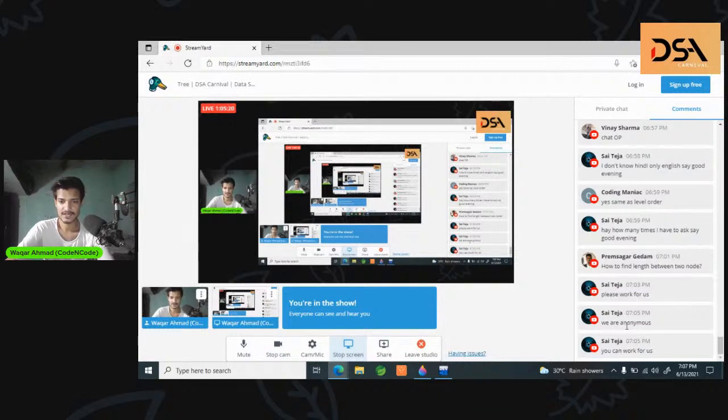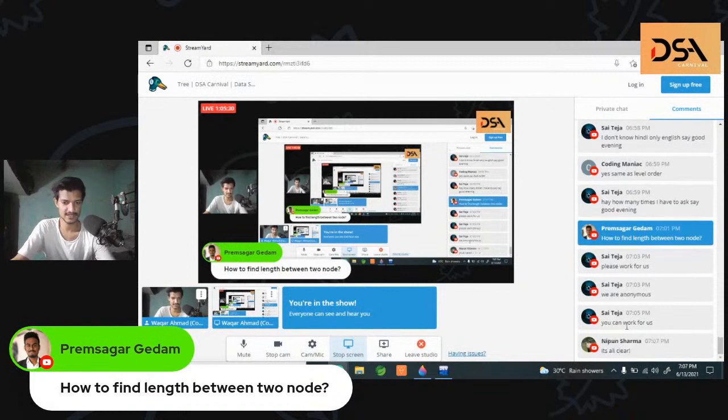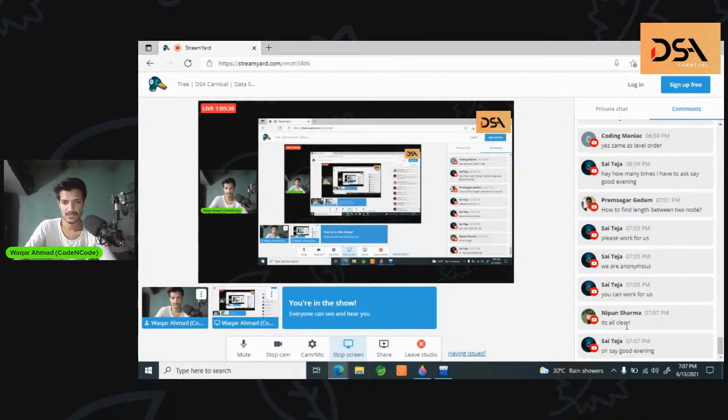How to find the length between two nodes? Basically, you want to find the distance between two nodes, right? Till I answer that, it's all clear for Nipun at least. I'll wait for others' responses as well. Thank you, Nipun. Prem Sagar asked how to find the length between two nodes.